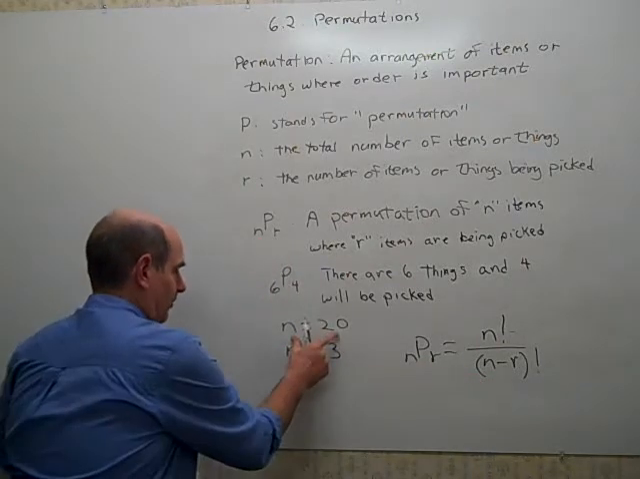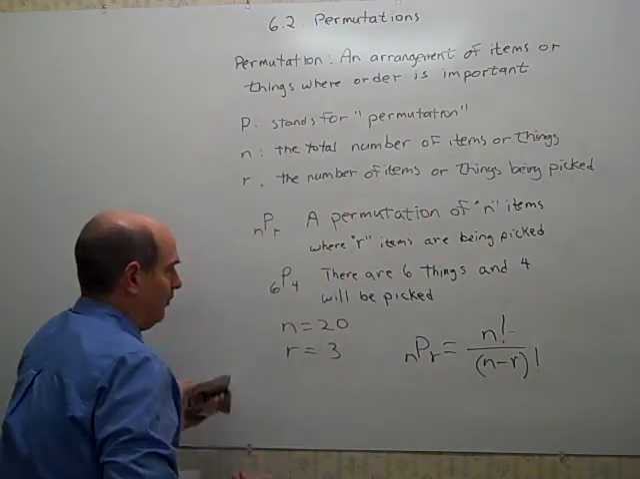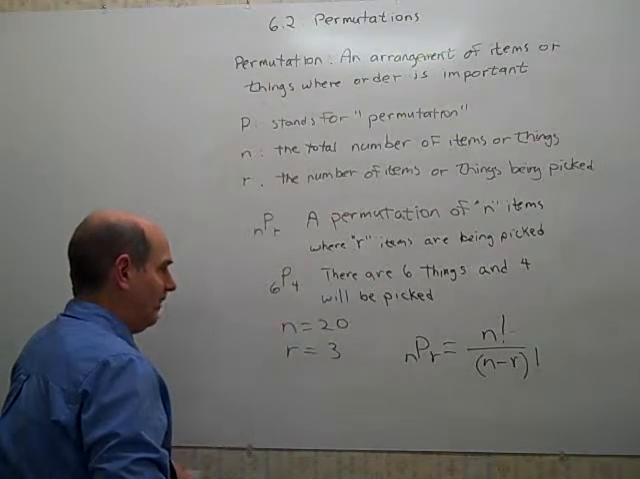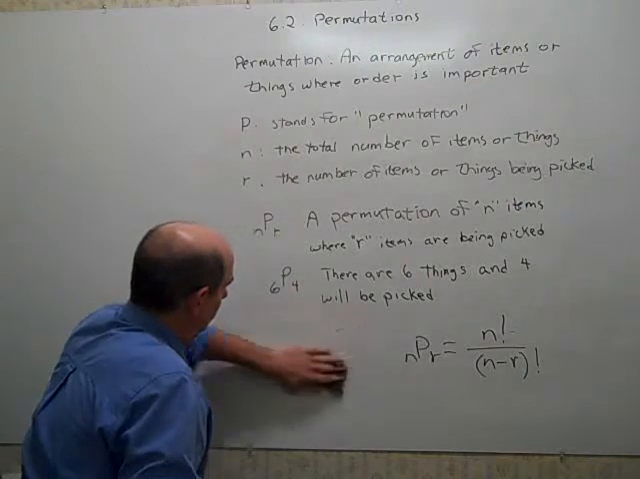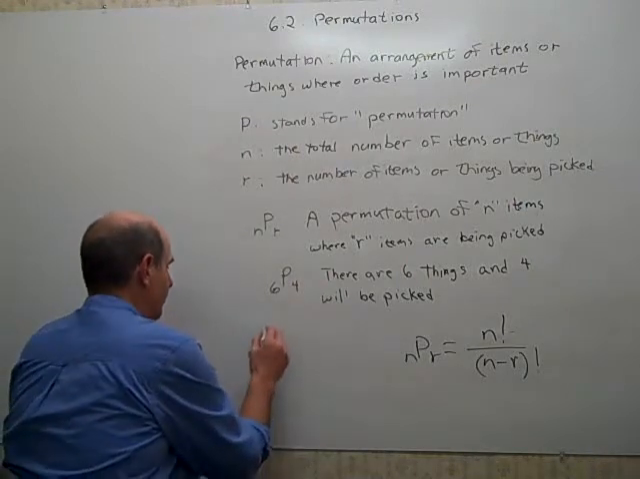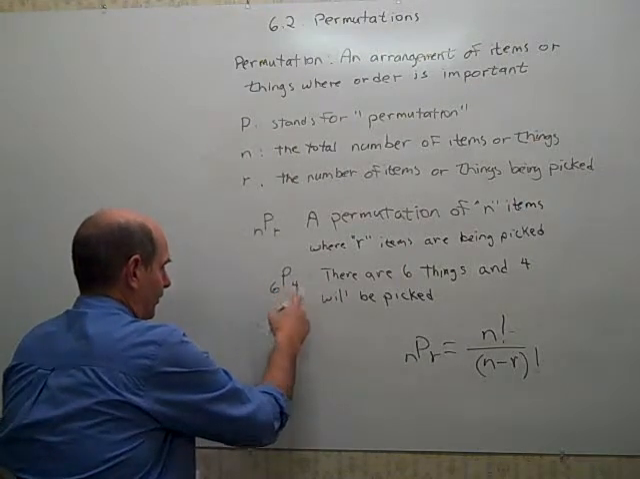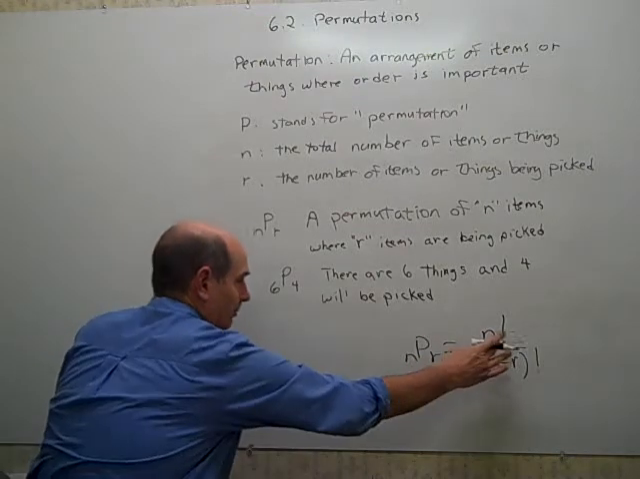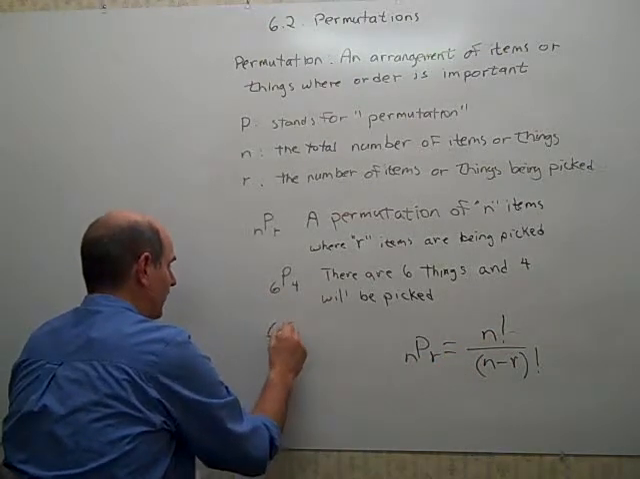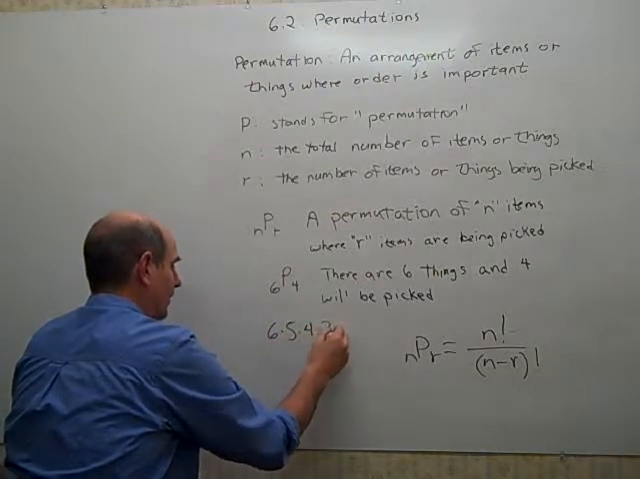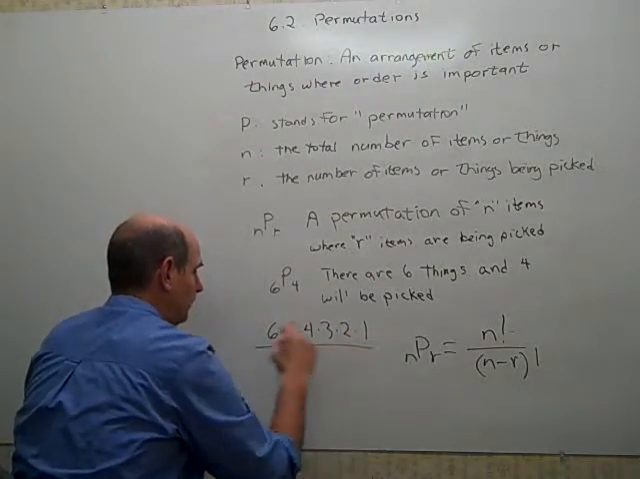So let's take an example, and you'll see why it works. I was going to use 20 times 19 times 18, but that's going to take a long time to show. So let's do the permutation of 6 things 4 at a time. If I apply the formula, n factorial, where n is 6, would be 6 times 5 times 4 times 3 times 2 times 1.